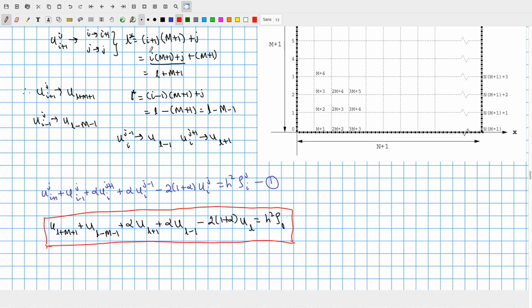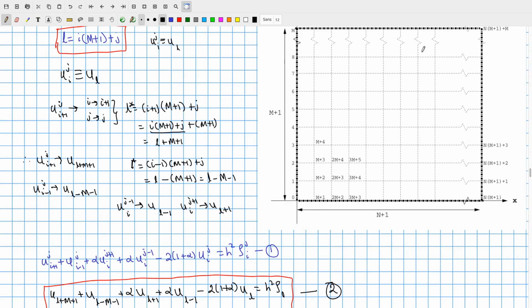So this equation, let me write this one as 2. Why this is interesting is, this equation is valid at all the interior points only. This equation is not valid at the boundaries. Why is it not valid at the boundaries? We will see it soon.